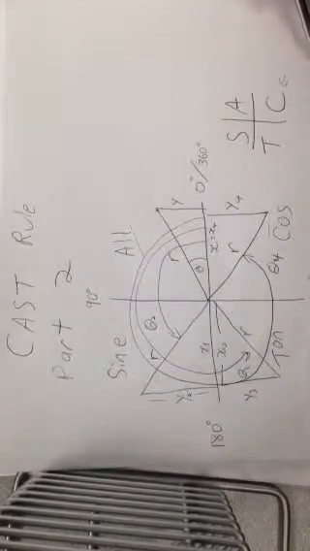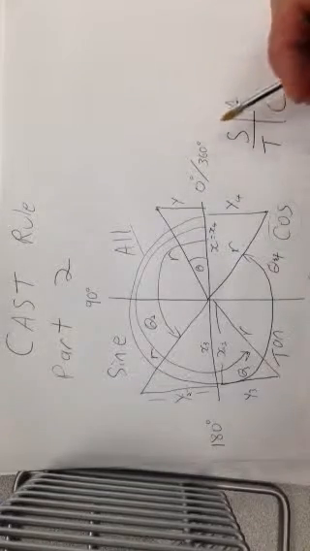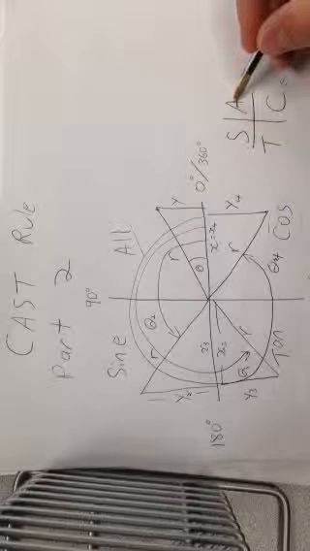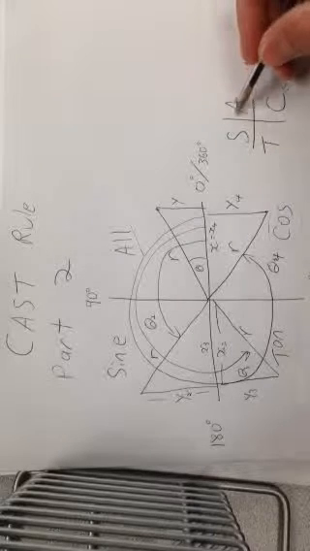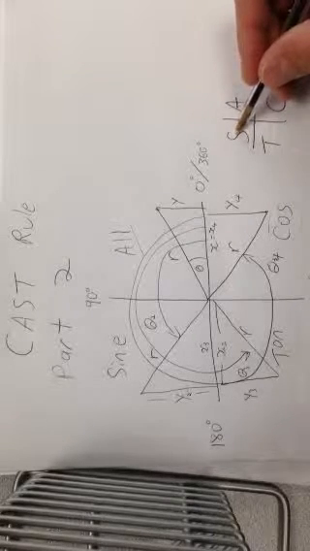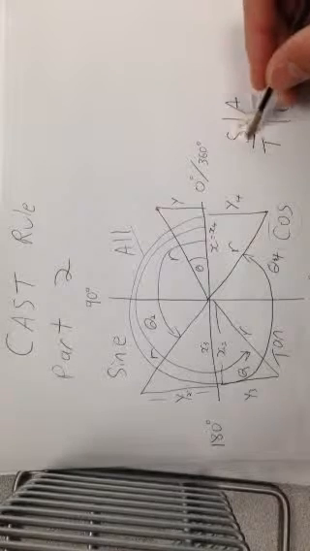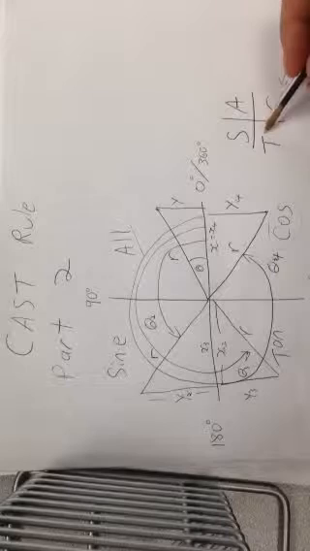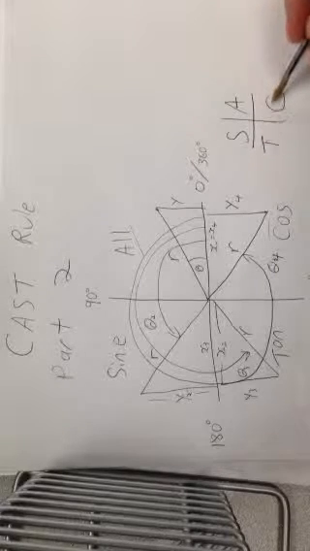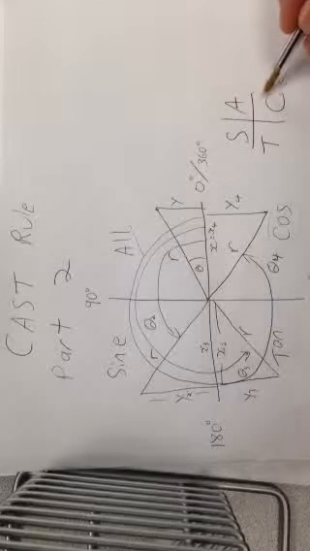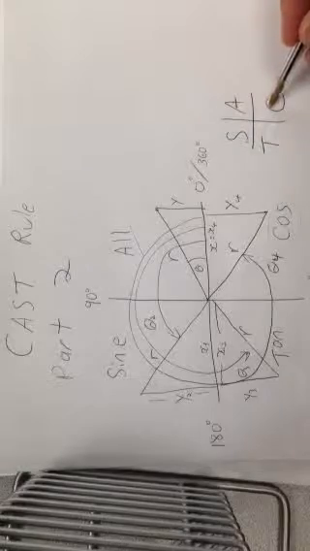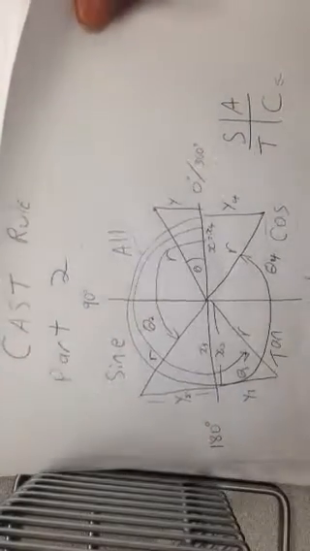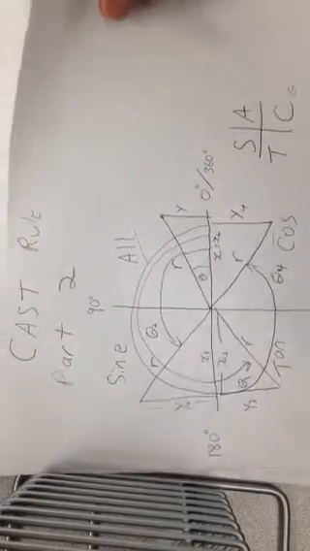The CAST rule just tells you which trig ratio is positive in which quadrant. In this quadrant, all trig ratios are positive. In this quadrant, the sine of every angle that brings you to this quadrant is positive. In this, the tan of any angle that brings you here is positive, and the cosine of any angle that brings you into this quadrant is positive. That's the CAST rule. Let me show you its use with an example.